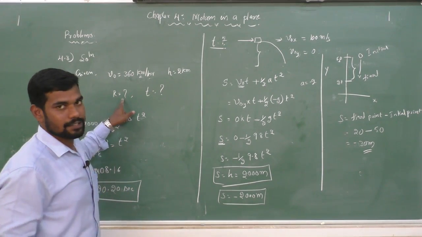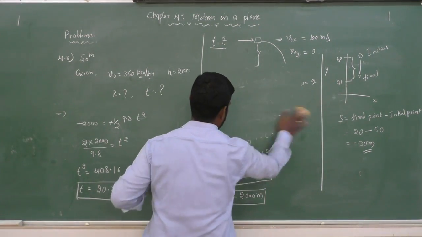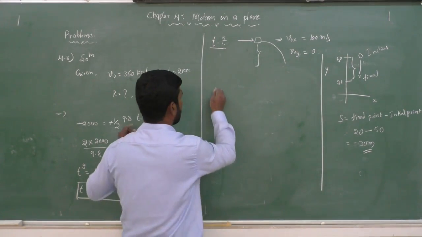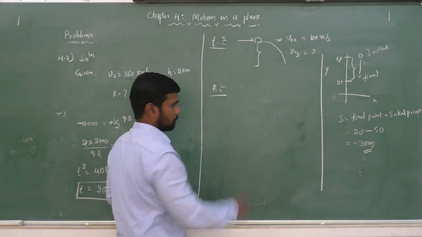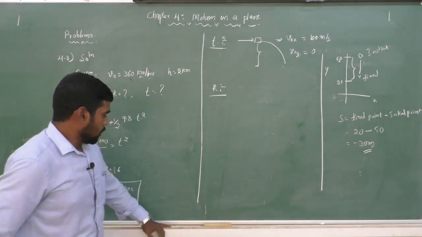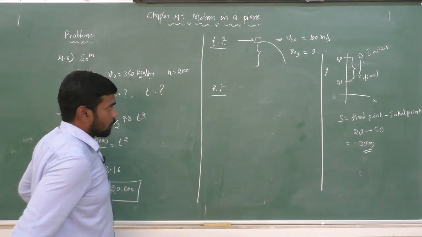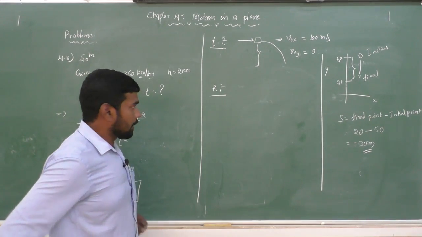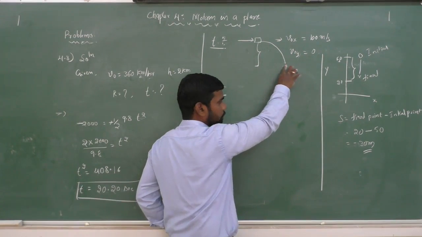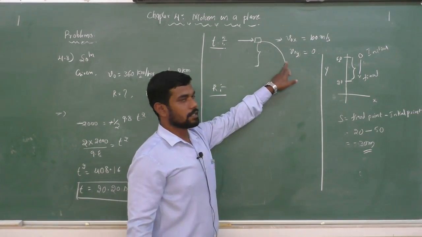Next one. What is range? How to find out range here? Just see, it is very simple. Range, that is R, we are going to find out. Here it asks for the time of flight, the total time. In that time, the food packet started from here and reached here.